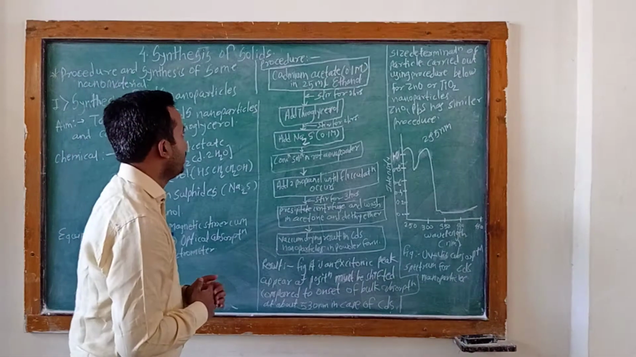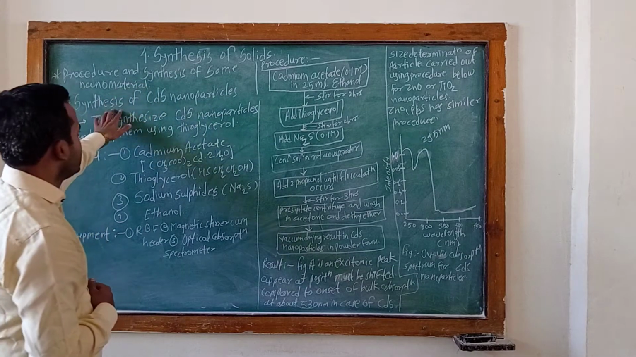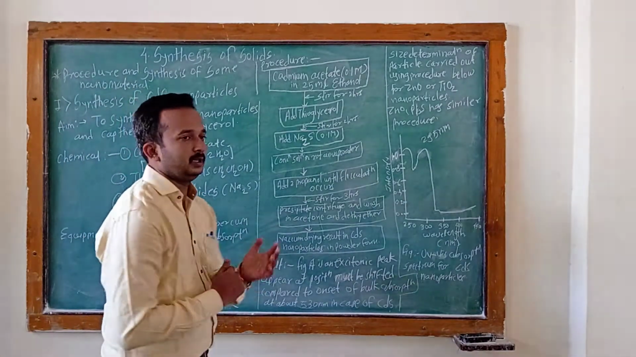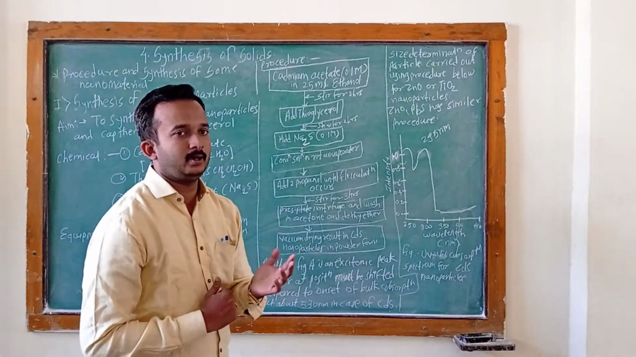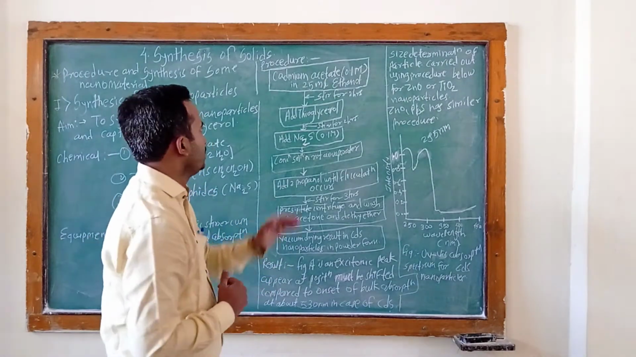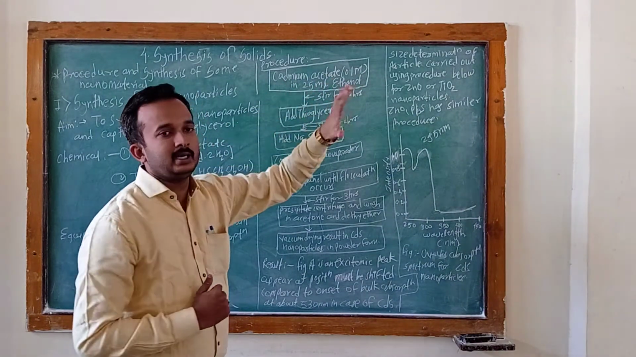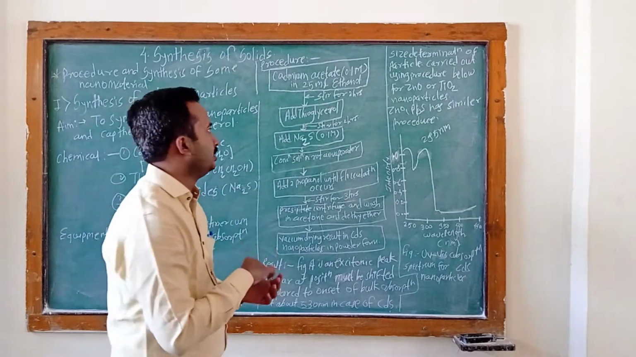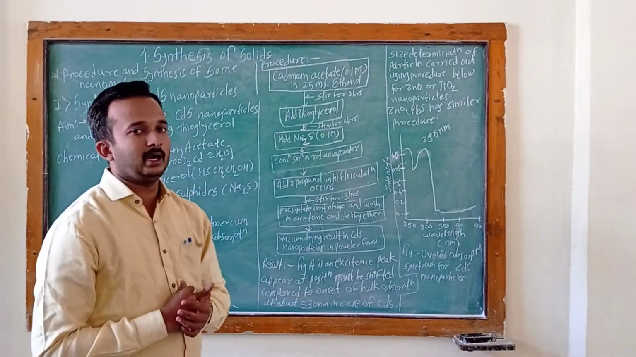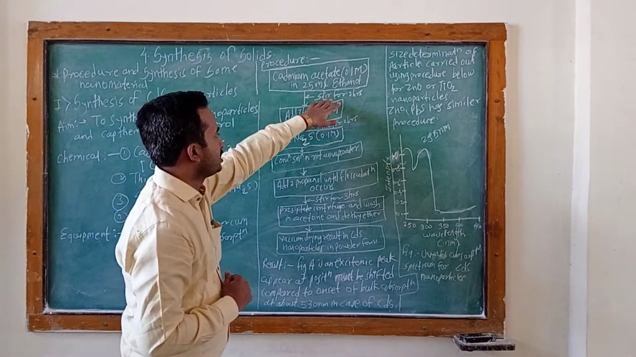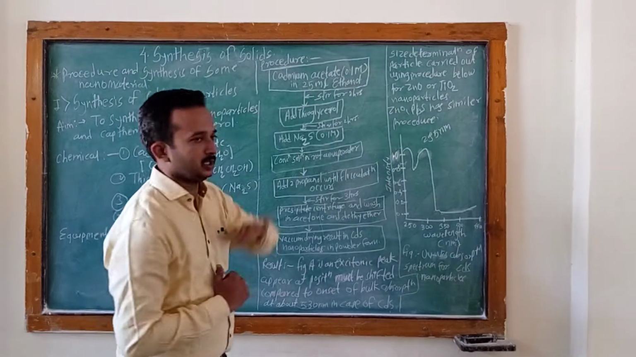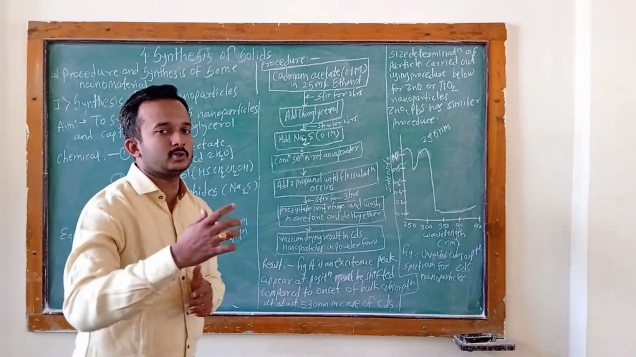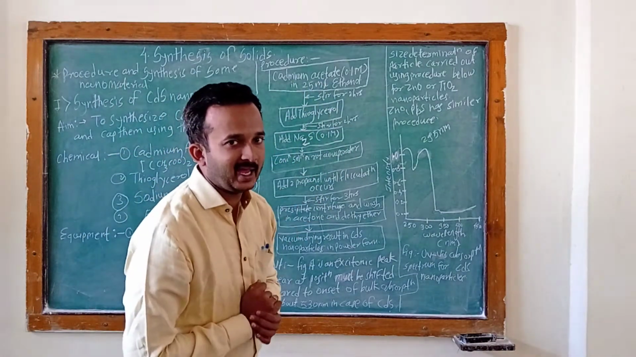Now we discuss the procedure of synthesis of cadmium sulfide nanoparticles. Take a round bottom flask. Then take the cadmium acetate in 25 ml ethanol and put it in the RBF. Then stir the solution for 2 hours on a magnetic stirrer.